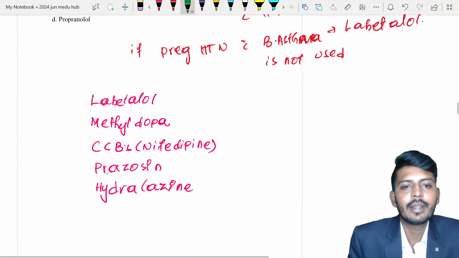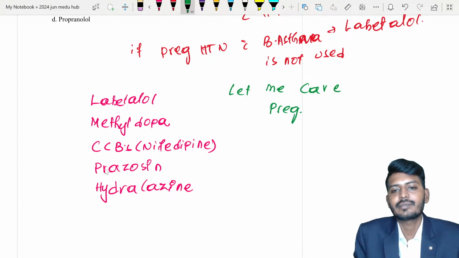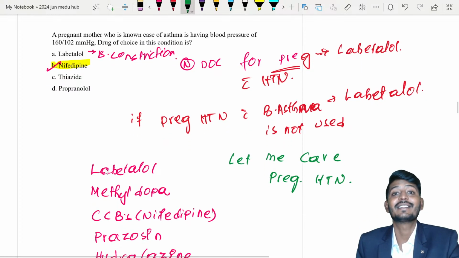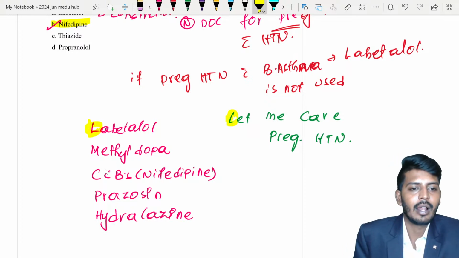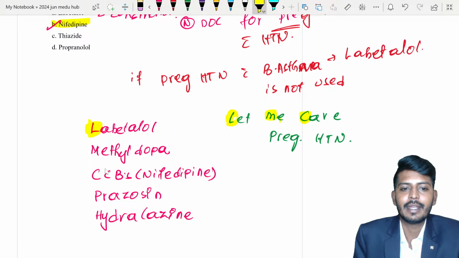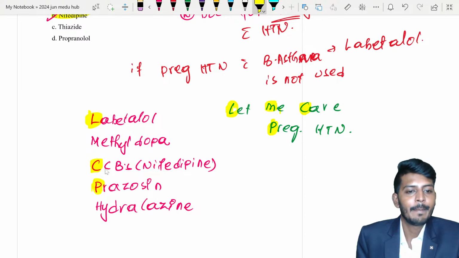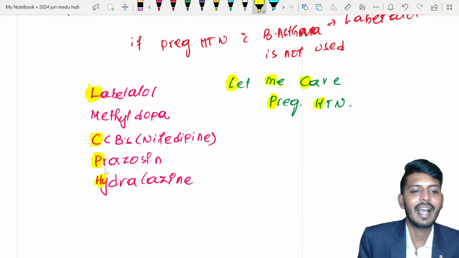Okay, so how to remember this? "Let me care pregnancy hypertension" is a mnemonic to remember the drugs which are safe in a pregnant female with hypertension. So the drugs are: L for labetalol, M for methyldopa, C for CCB, C for CCB, not RCB, it is CCB. P for pregnancy, P for prazosin, H for hypertension, H for hydralazine. So this is a technique to remember the safe drugs for hypertension in pregnant females.